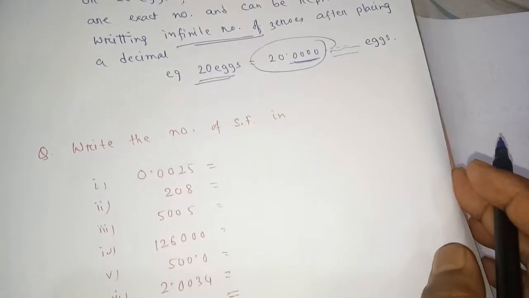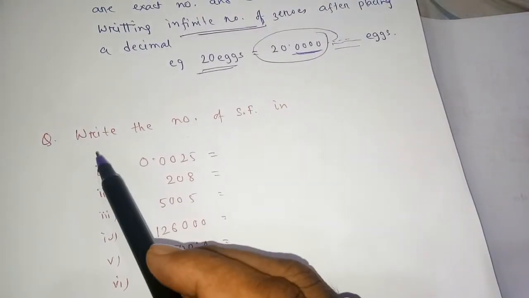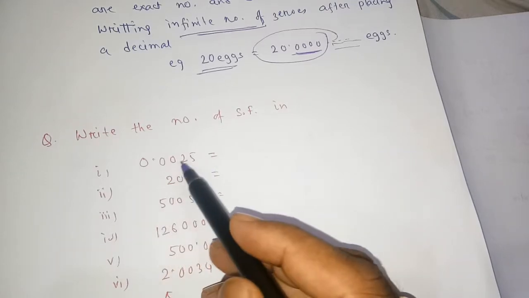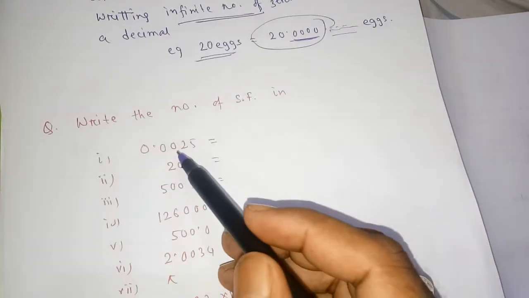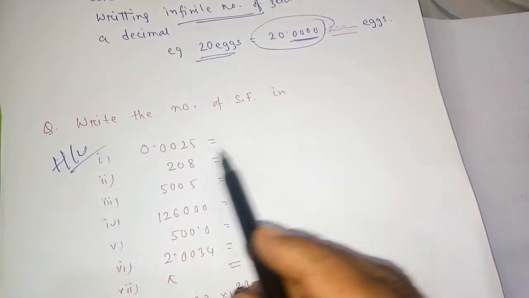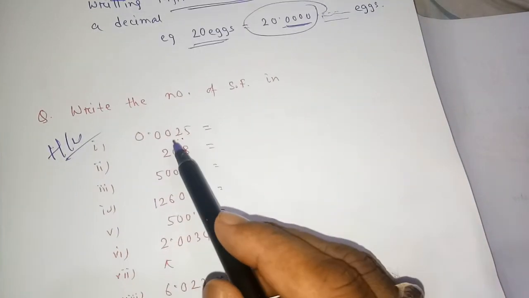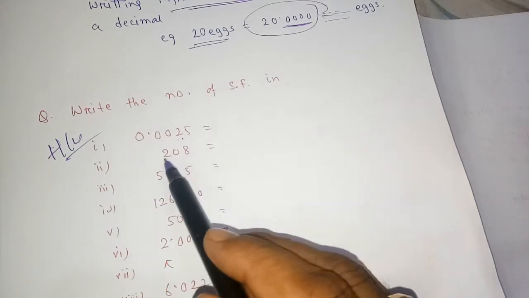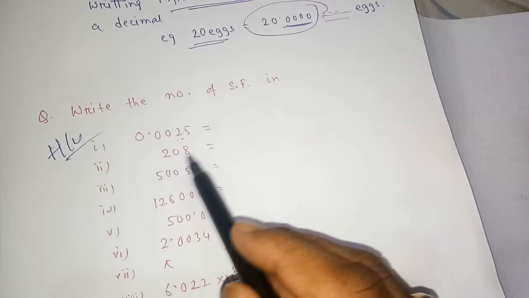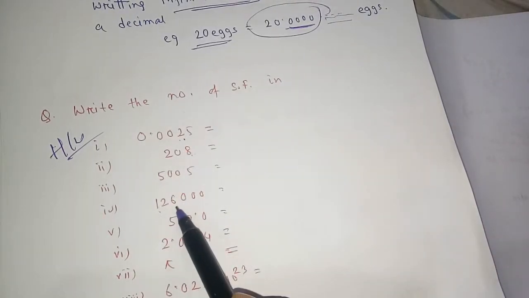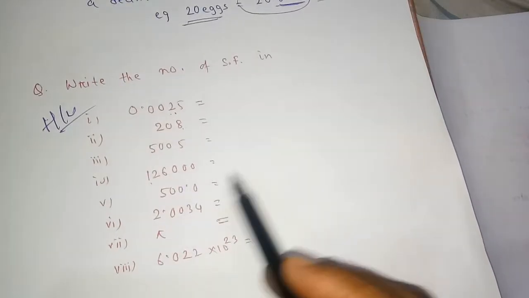Now next, we have to work out a problem regarding significant figures. Write the number of significant figures in this. You calculate this one on your own, that will be better. There are 2 significant figures, since zeros to the left of the non-zero digits are not significant. This one contains a 0 in between non-zero digits, so it is significant. This has 3 significant figures, this has 4 significant figures, and this one you have to count, 3 significant figures.